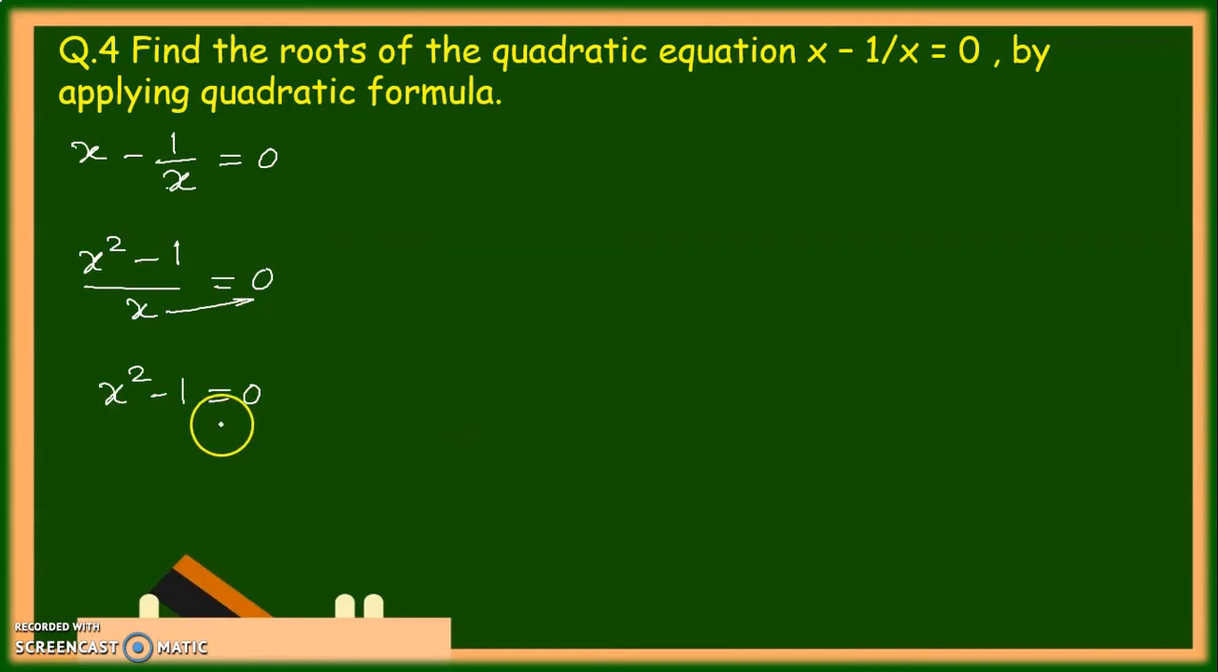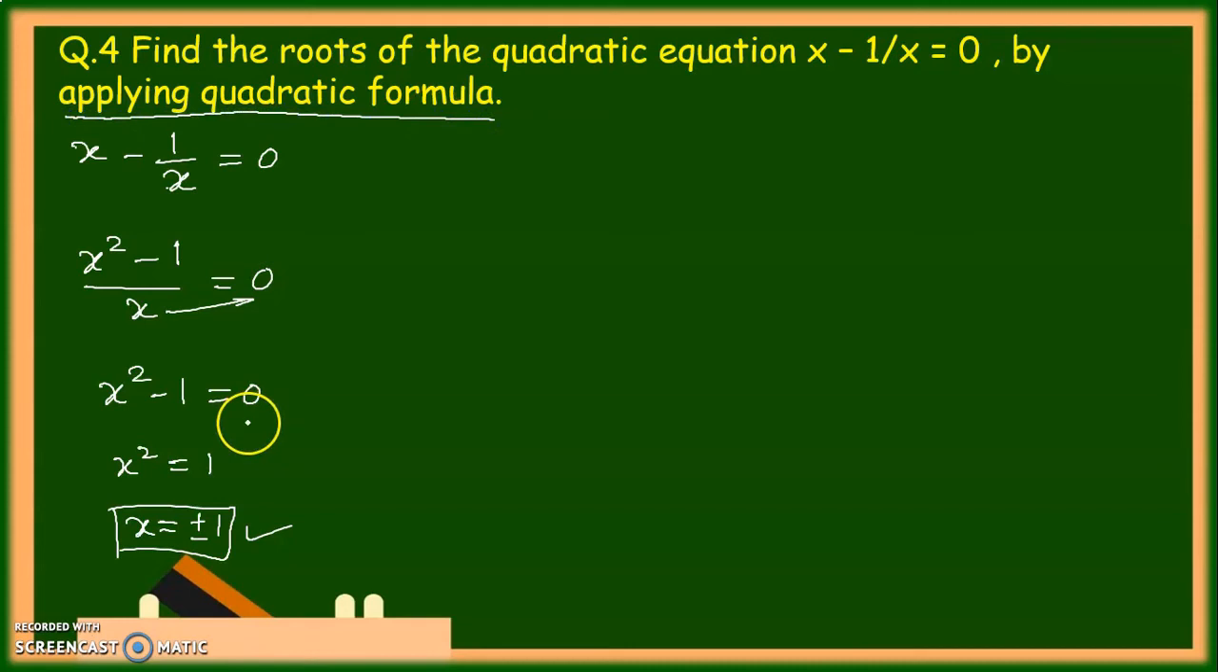Now if you want to find out the roots of this quadratic equation, we can directly find out the roots of this equation. You can take this x square equal to 1. So we'll get x equal to under root 1, that will be equal to plus or minus 1. So this will be our answer. But here we have to solve this equation by applying the quadratic formula. So if you apply the quadratic formula for this given quadratic equation, here we can say a, that is the coefficient of x squared, is equal to 1. B is the coefficient of x.